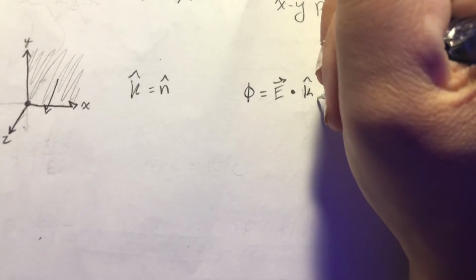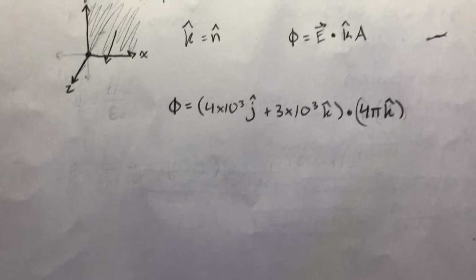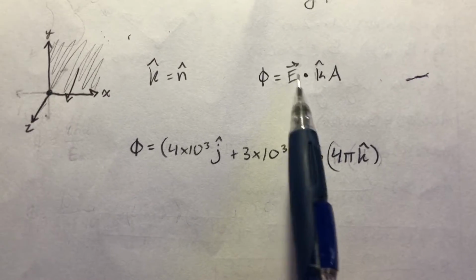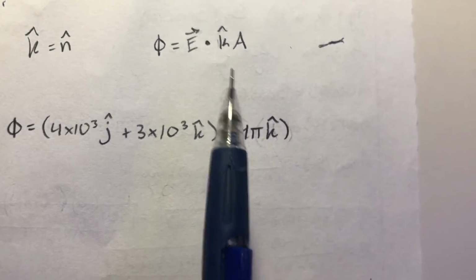And that's going to be times the magnitude of the area. All right, so I just went ahead and plugged in each of our values now, because we have this electric field vector given up here, and then our area plugged in there, multiplied by that k to give it the direction. So now I'm just going to dot them together.